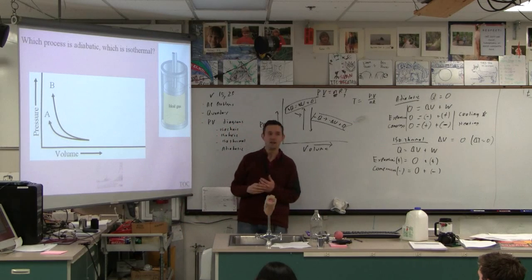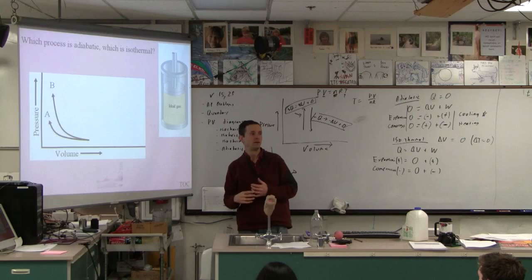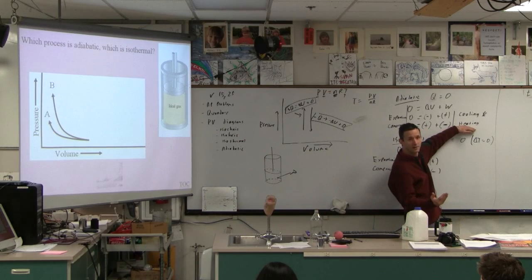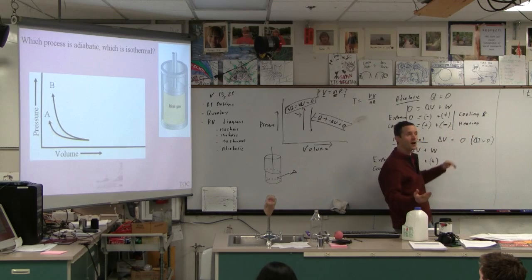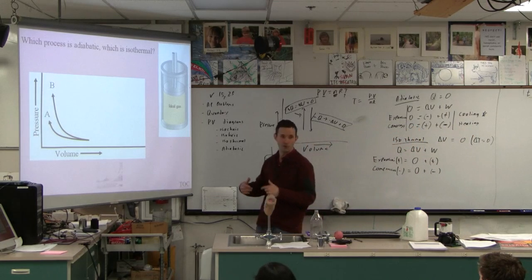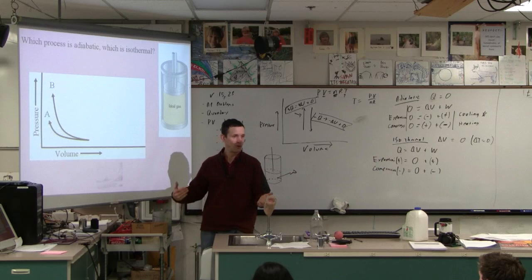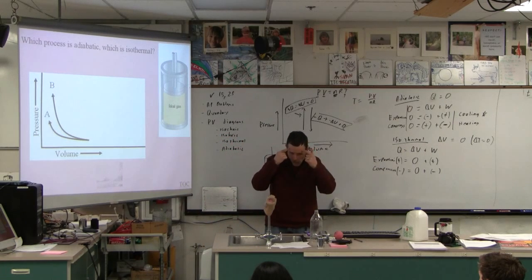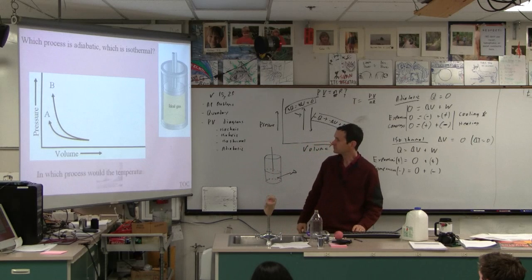B is adiabatic. A is isothermal. Why? Because B has more pressure. It's getting hotter. Compressions get hotter. Isothermal can't get hotter because of the definition, right? So the hotter one is B. Therefore, it must be the adiabatic one, if one's adiabatic and one's isothermal. It makes sense. This is your brain on physics, right?